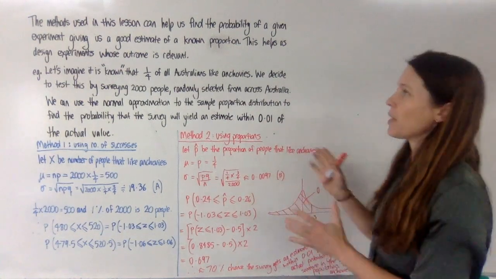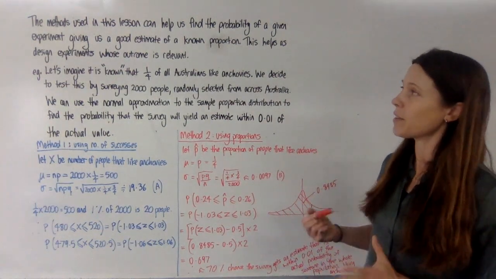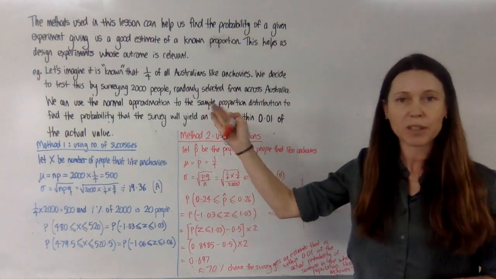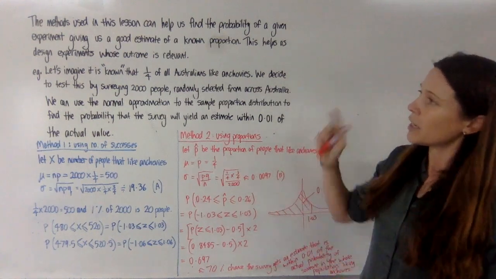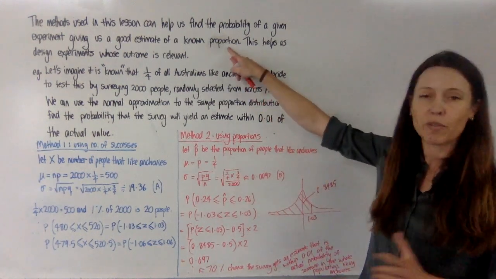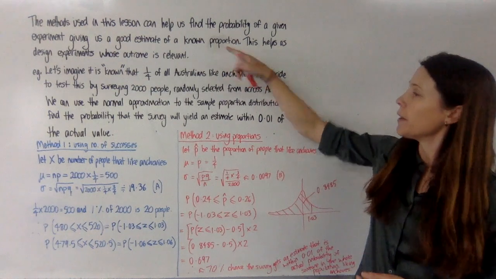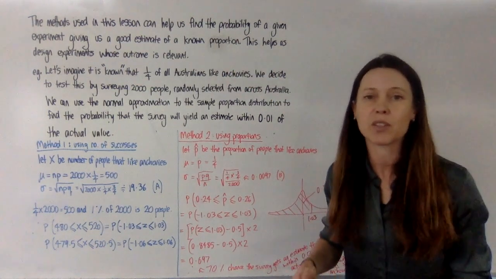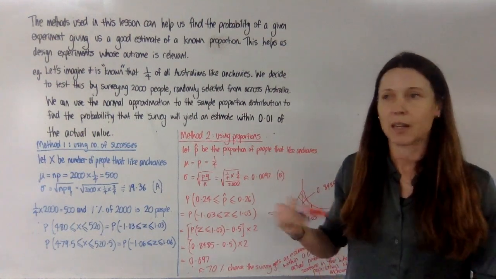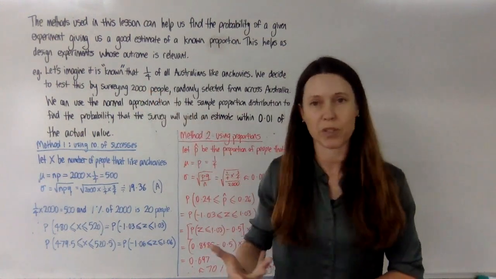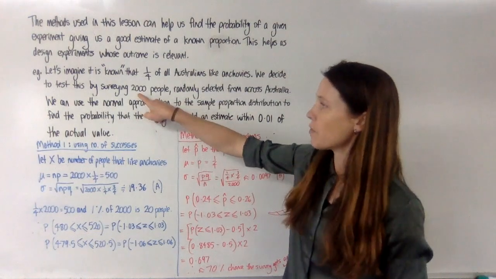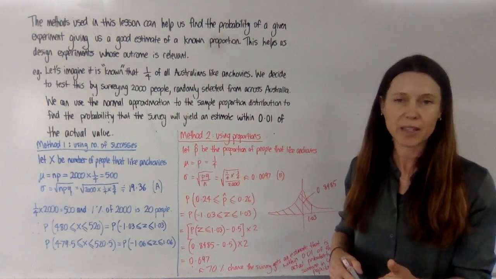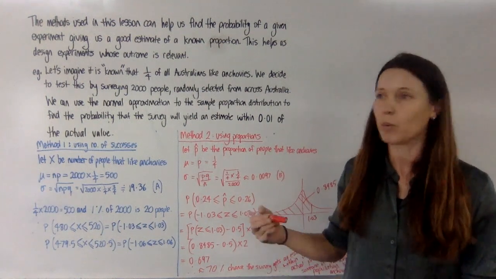So we can use the methods that we've found in this lesson to help us find the probability of a certain experiment, i.e. a survey of some sort, giving us a good estimate of some proportion that we might know. This helps us design experiments where the outcome needs to be relevant. The design of experiment is really based around how many people we should survey, and it's the number of people that we survey that will change the data and tell us whether our survey is likely to give us a good estimate of what we're looking for.